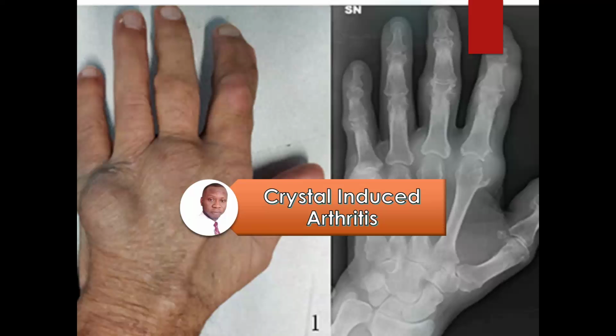That are the common causes of crystal-induced arthritis, or rather, we say they are the major causes of crystal-induced arthritis.